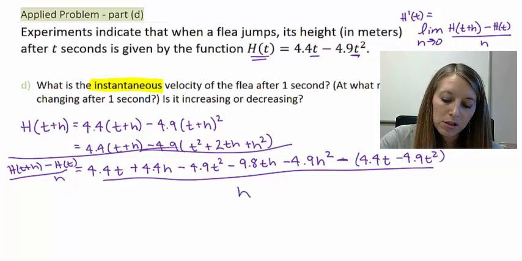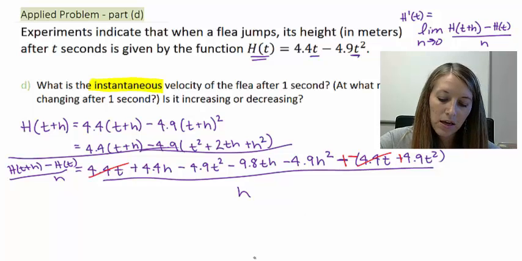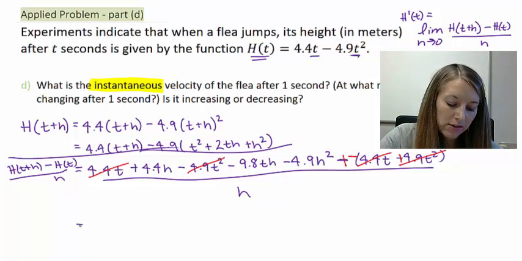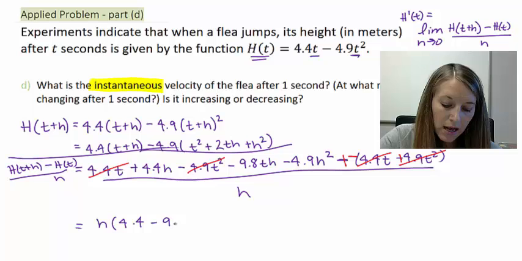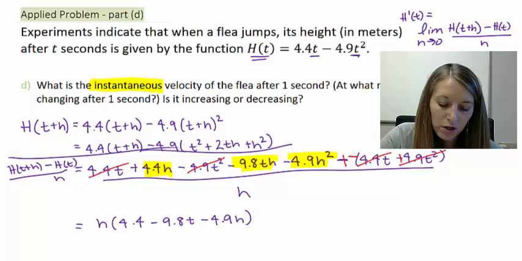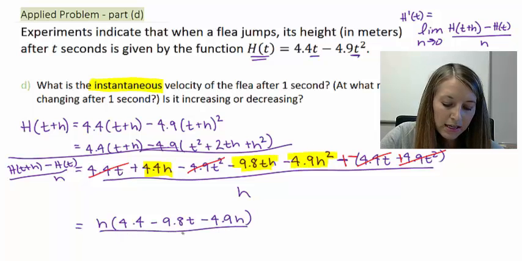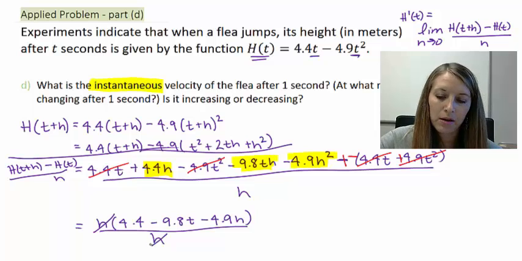Okay, now let me distribute this negative, and let me cancel out some things. My 4.4t's cancel out, and my 4.9t squareds cancel out. Every term left has an h in it, so let's factor that h out, leaving me with 4.4 minus 9.8t minus 4.9h. Again, that's after I factor out an h from all of my leftover terms here. The reason that we did that is to cancel out with our h in the denominator.